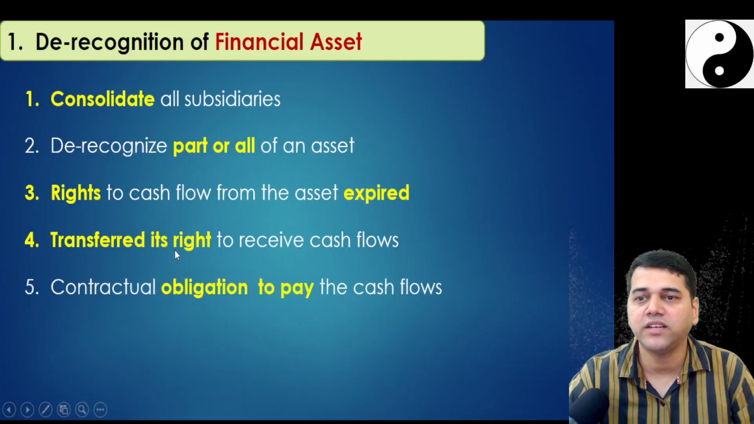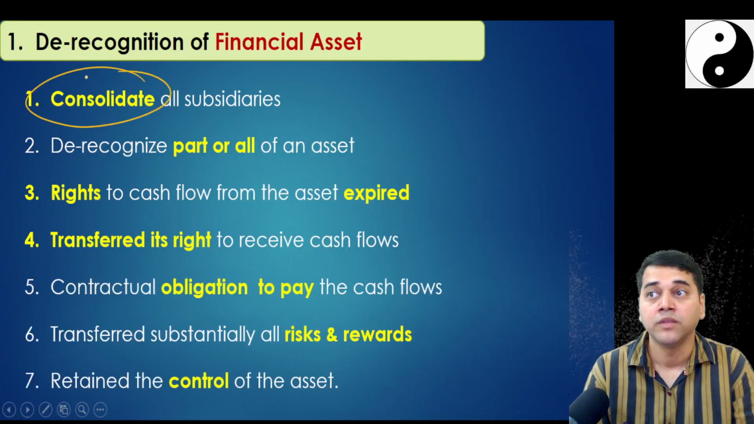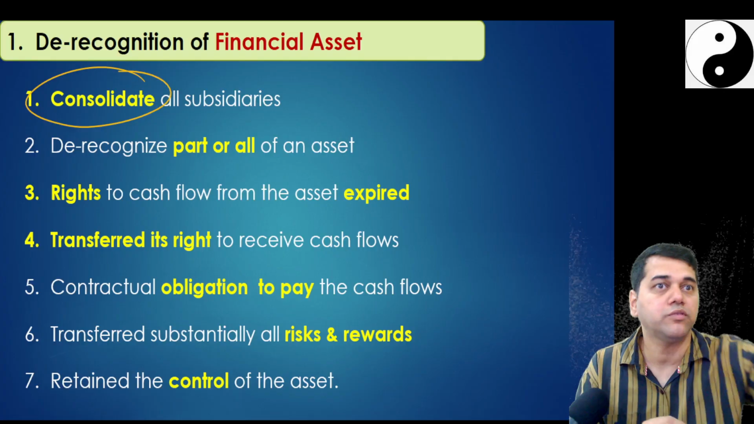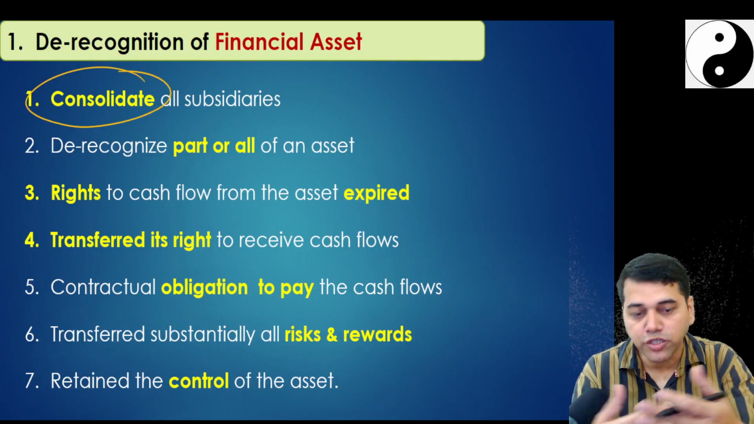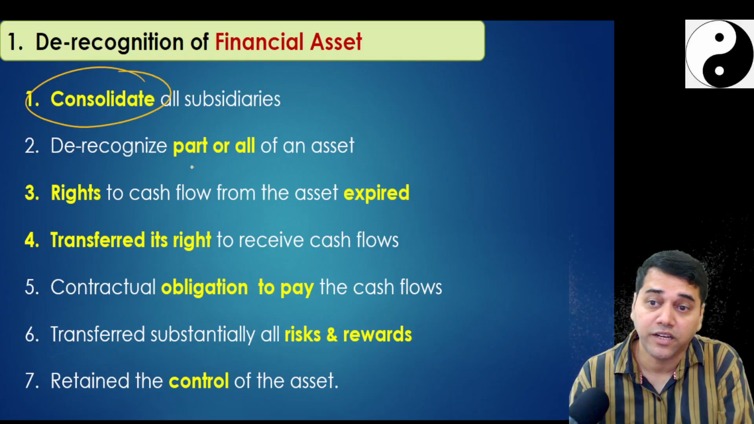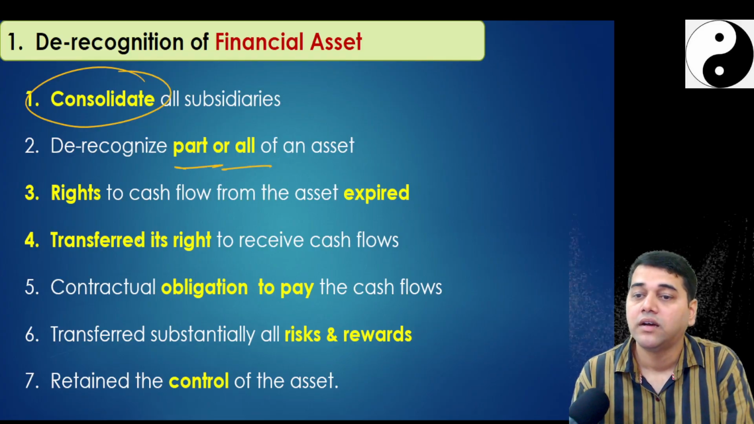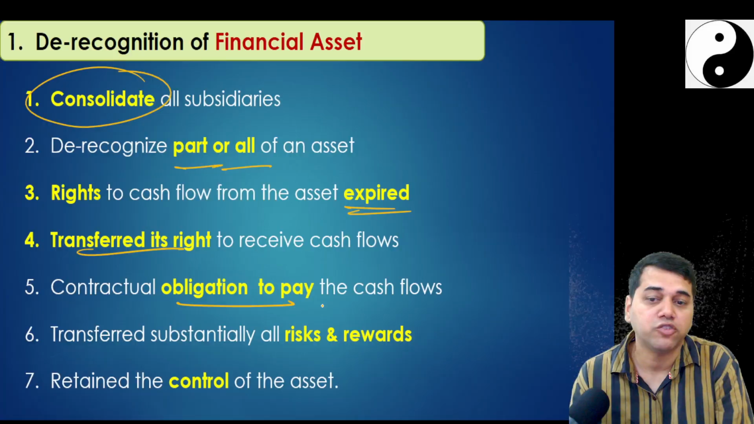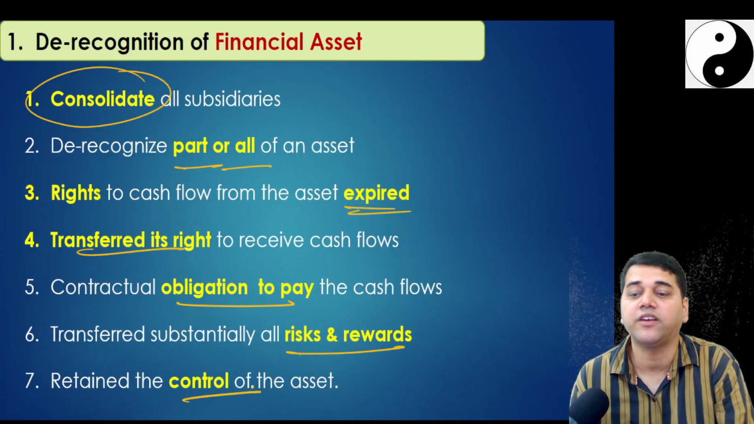So financial asset. Step number 1, you have to consolidate all the subsidiaries, because what you might have done very intelligently, from one subsidiary you might have transferred to another subsidiary, but it's still there within your group, no? So first you need to consolidate all the subsidiaries, all the SPVs. Then check, did you partly or fully do it? Rights to cash flow has expired. Did you transfer it? Contractual obligations still continue to pay. Transfer substantially all the risk and rewards and retain the control.